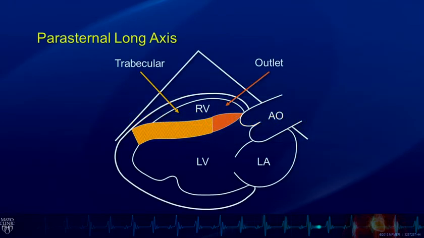So if we have a true parasternal long axis view, the area shown in orange is where we will see outlet muscular defects. Now this view can be tilted slightly and we will often see color flow of the membranous defect, but in a true parasternal long axis, that's actually the outlet septum. The yellow is the true trabecular septum.